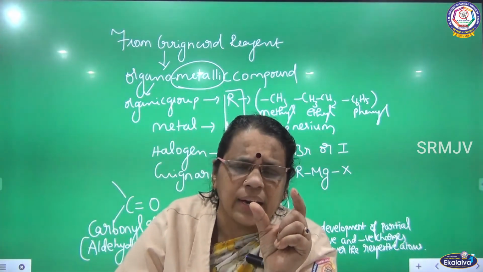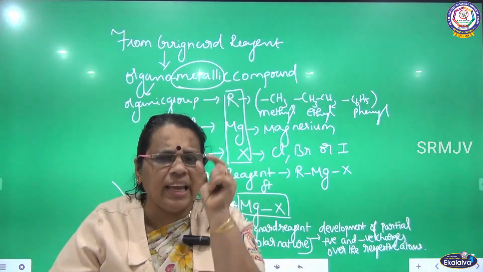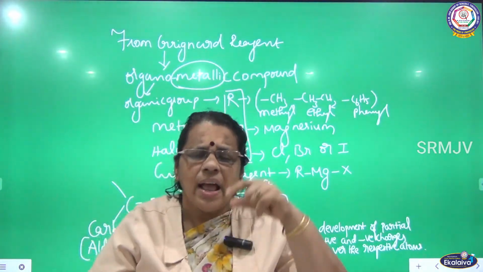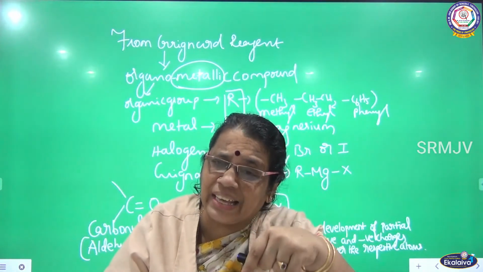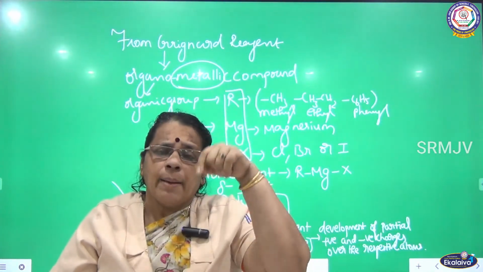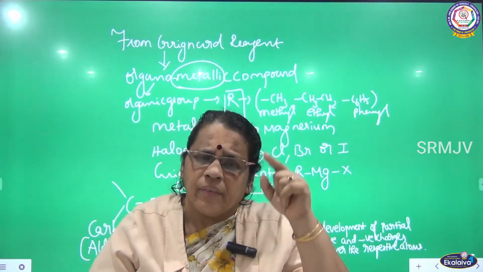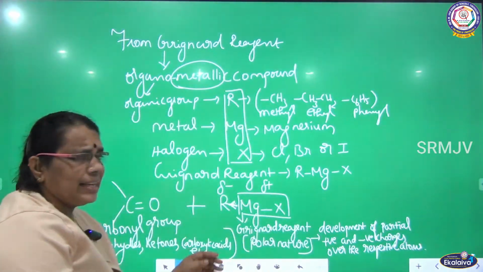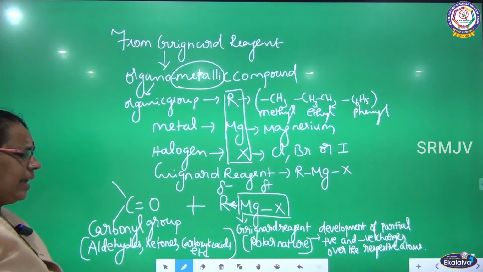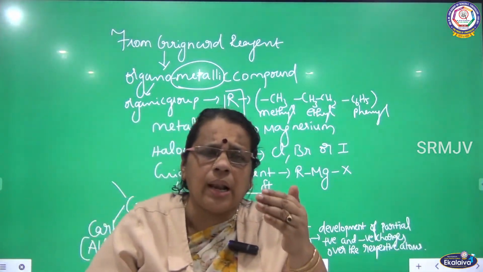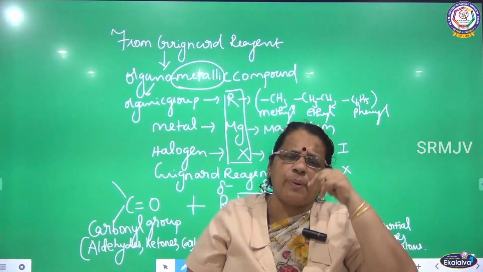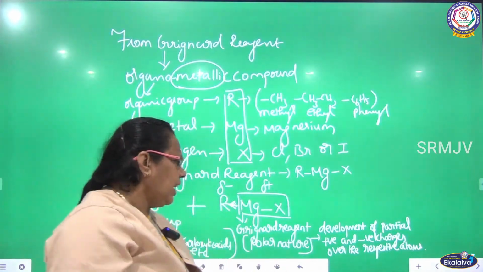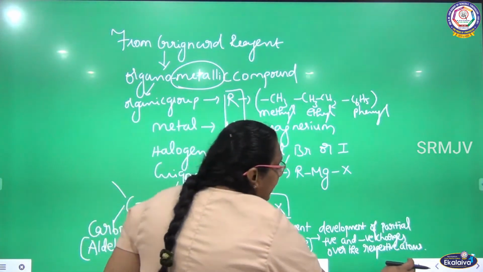The other part of the Grignard reagent, that is MgX, is partially losing the electron pair, so it will have a partial positive charge. Whenever an atom is losing the electron pair partially, it will have a partial positive charge. When an atom gains the electron pair partially, it will have a partial negative charge. This is polarity, that is, the development of partial positive and negative charges over the respective atoms due to the electronegativity difference. So let us see the reaction now.